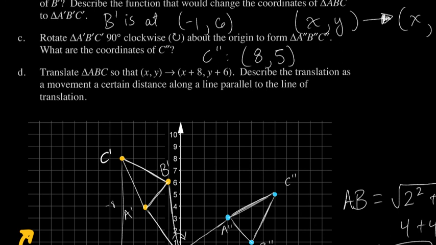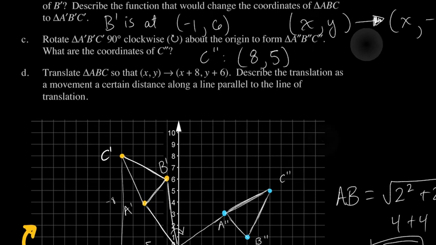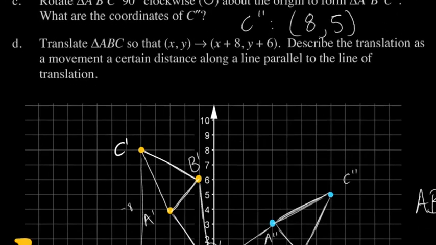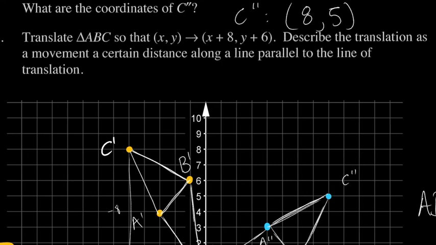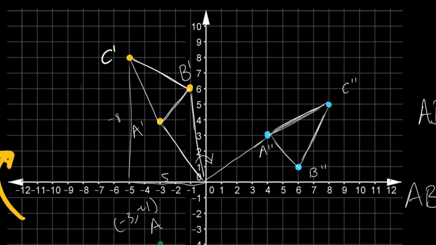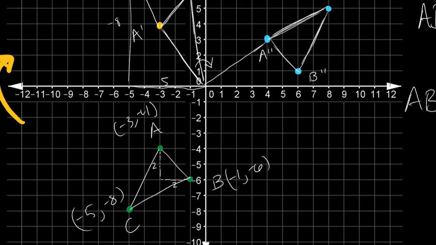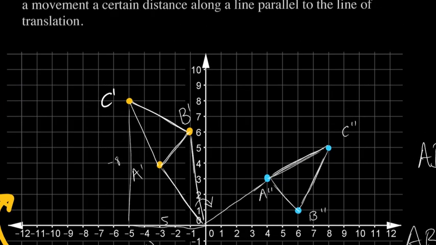Nice. Okay, final problem. We are asked to translate triangle ABC so that all the, ooh, now this is interesting. We're not talking about the one we just did, right? We're not talking about the blue one we just left off with. We're talking about our original triangle. So they're making us go back to that.